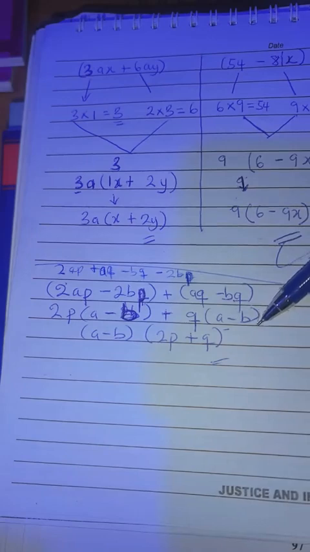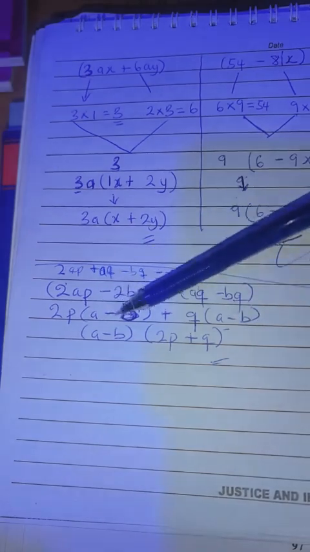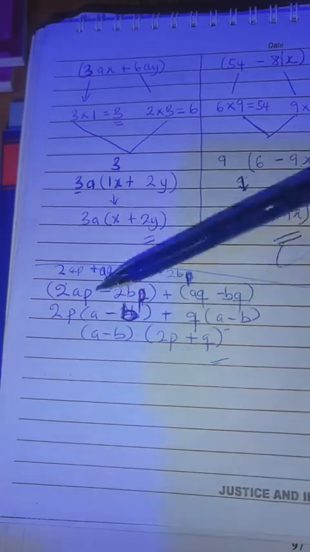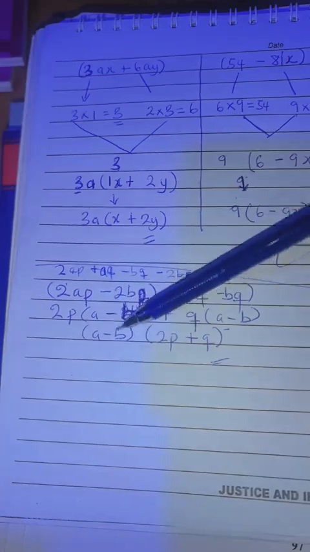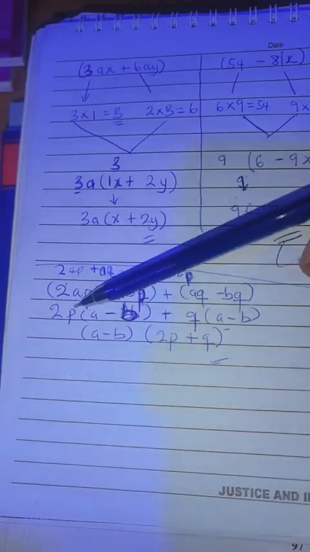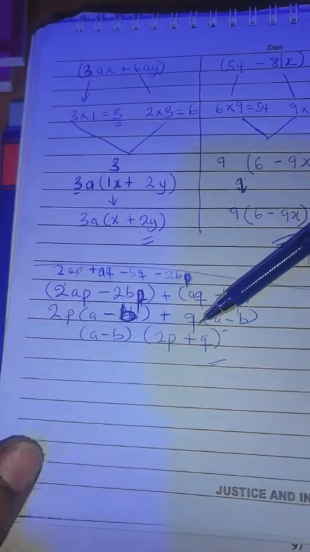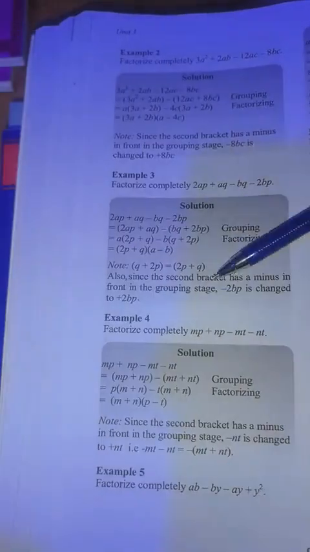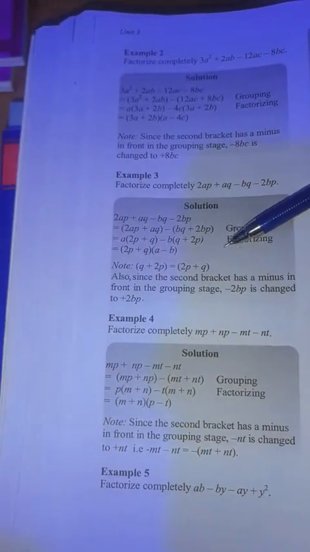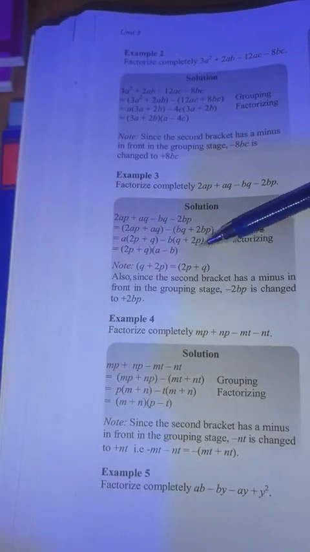If the same thing is here, now I group it again. I take the common thing. The bracket here is the same thing, so I take it out. Now I'll be left with A minus B, then 2P plus Q. The same thing. Right. Now let's prove that. This is what they also had. Is that not it? The same thing here.